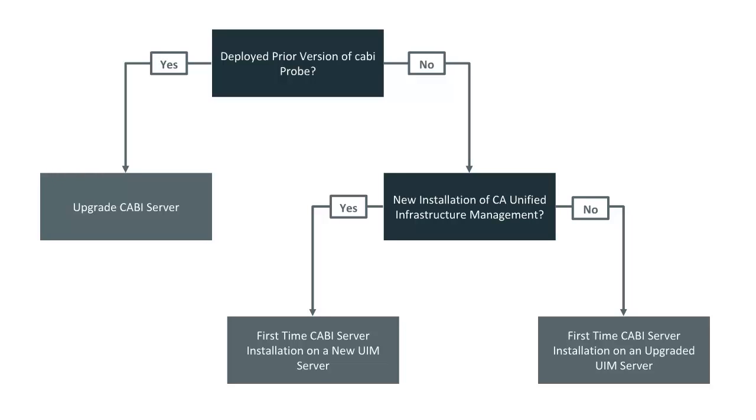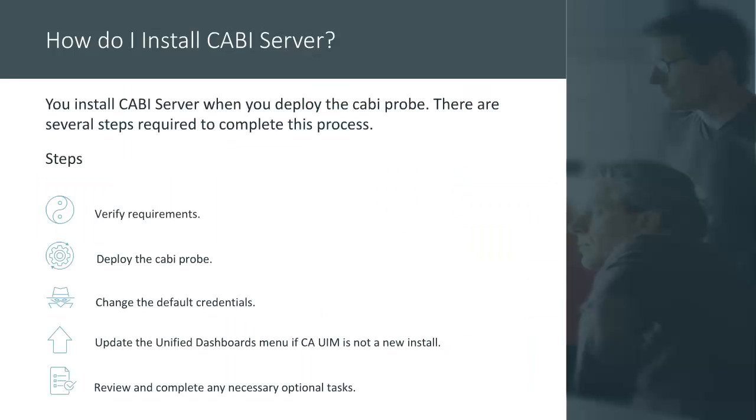There are several installation and upgrade paths available for CABI Server. The process you choose depends on the conditions for your particular environment. In this video, I am discussing the process for installing CABI Server. You need to follow the process for installing CABI Server if you do not have a pre-existing installation of the CABI Probe. CABI Server is automatically installed where you deploy the CABI Probe. But there are additional steps you must complete to have a successful deployment and be able to view the CA Business Intelligence dashboards and UMP.